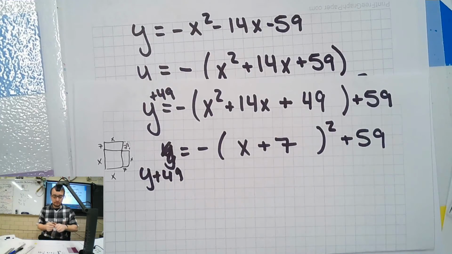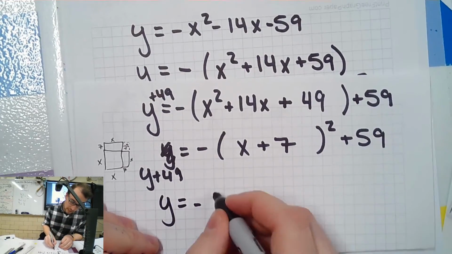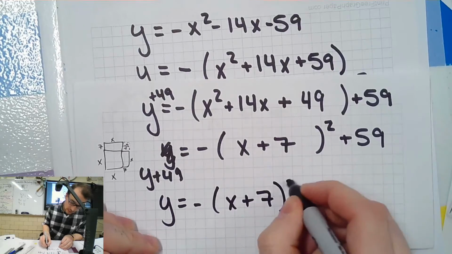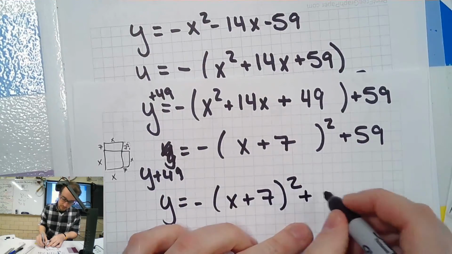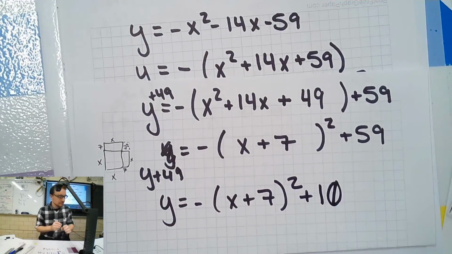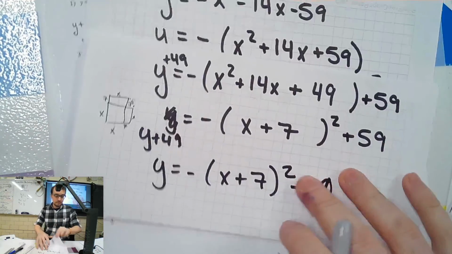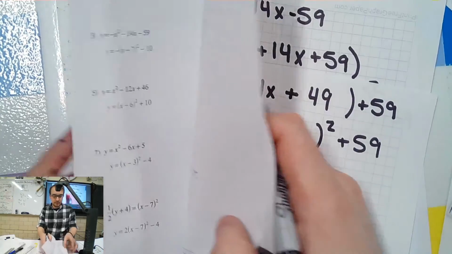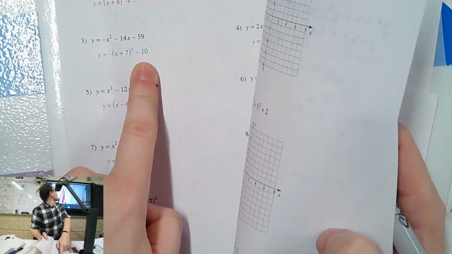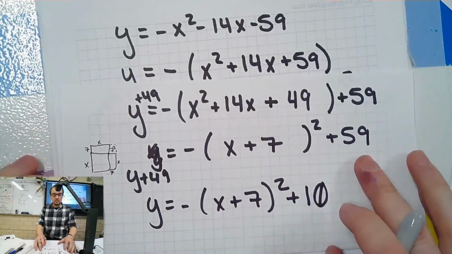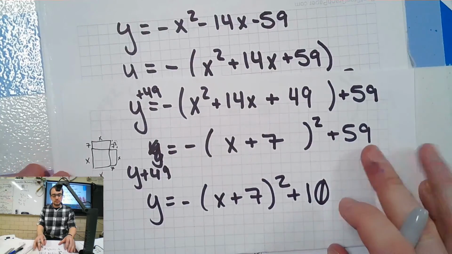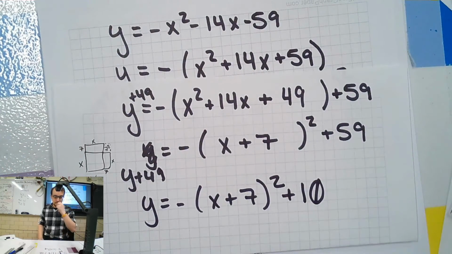Now we have a problem. Because when I do this, what do I get? Let's subtract 49 from both sides. What am I left with? 10. What's the answer supposed to be? Minus 10. You didn't negate it.